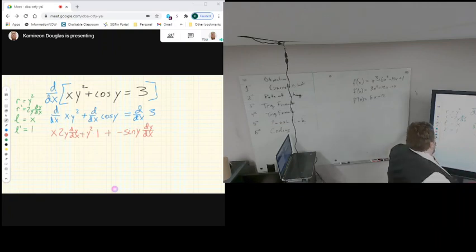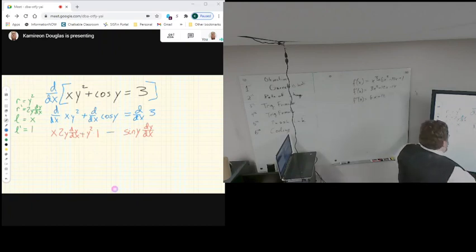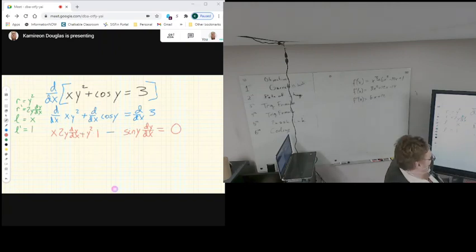So my plus a negative is just going to become a minus sign. And then what's it going to equal? 0. How do we know it's 0? Because it's a constant. The derivative of a constant is always 0.